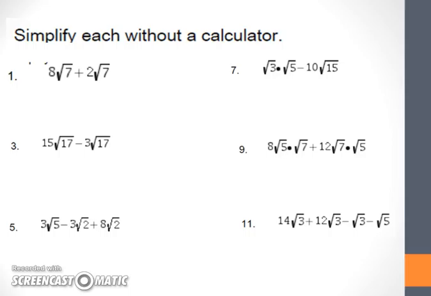And then just a quick look at those homework assignment problems.